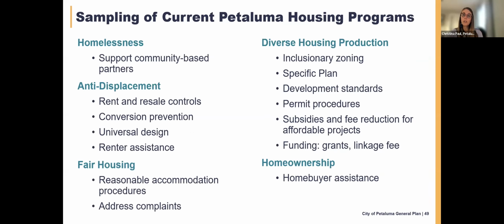So we looked through the existing housing element, the 5th cycle housing element, and we saw that we had policies in 5 of those bucket areas, and you can see those here. And if you want to dig into them more, these are all going to be listed in our materials for the breakout rooms. But we looked at homelessness, anti-displacement, fair housing, diverse housing production, homeownership in the last element.